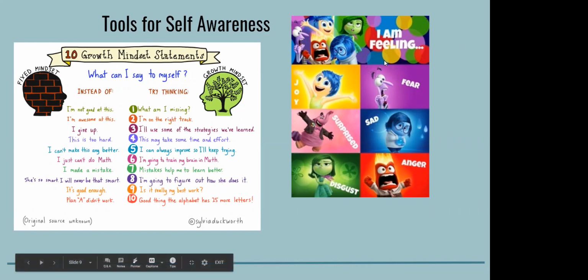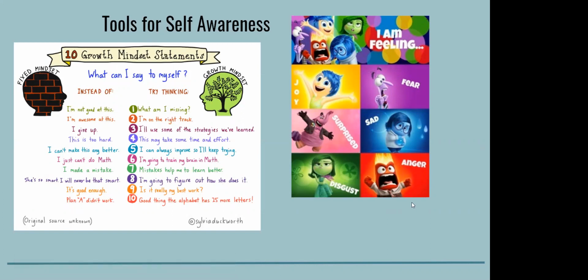Then this, I am feeling. A lot of kids understand anger and they understand happy, but, and this one doesn't show it, maybe discouraged or frustrated, things like that, they can't articulate those words sometimes. So having those I'm feeling posters available, where maybe they can't tell you the word, but they can point to it, helps them work through and see what they feel like.